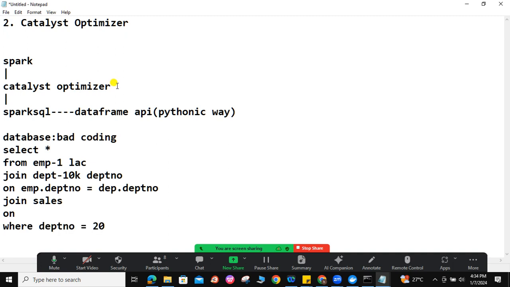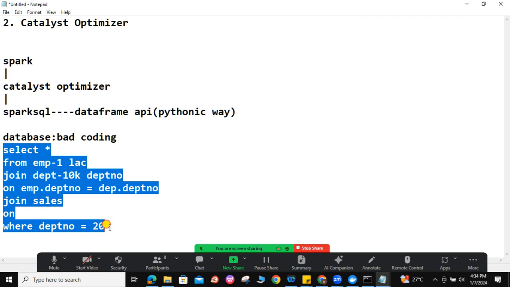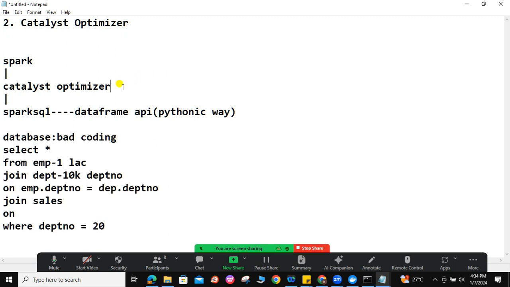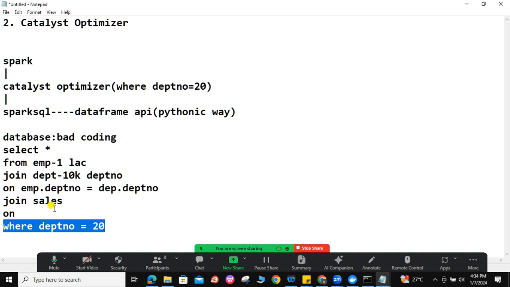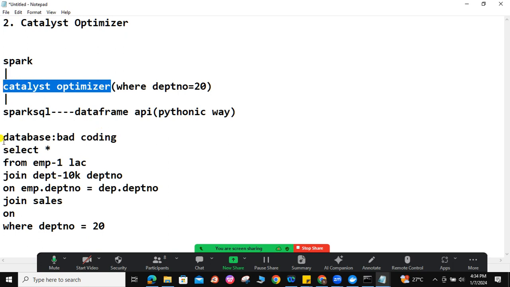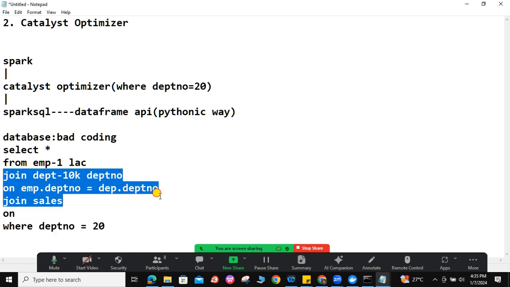So what the catalyst optimizer does is, first it analyzes the entire code and comes to know, yes, put department number 20. So first it does the filtering by itself internally, where department number equal to 20, it will execute itself. Because of this, even if you put the where condition at the end, the catalyst optimizer will optimize all your code, seeing the entire logical plan, and at the beginning itself it will exclude all the other department numbers.